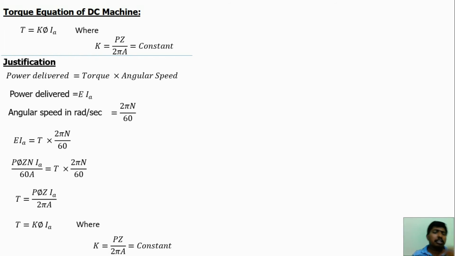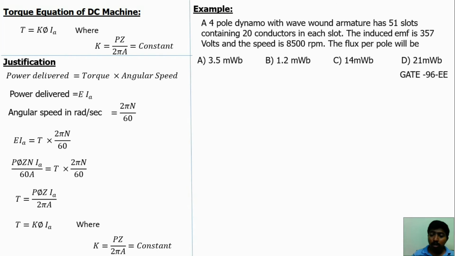Now we will discuss the problems. This question was asked in the GATE 96 examinations. Here the given data is the number of poles P is equal to 4. Wave winding means the number of parallel paths, wave means series, so the number of parallel paths A is equal to 2.